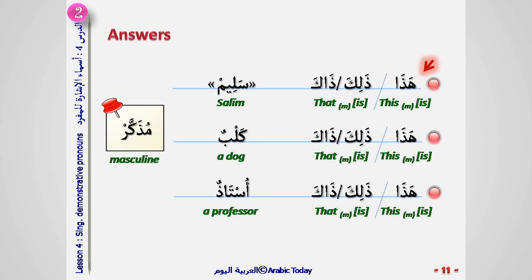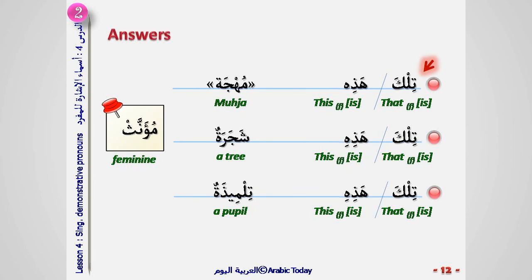هذا or ذلك or ذاك سليم. هذا ذلك ذاك كلب. هذا ذلك ذاك أستاذ. تلك or هذه مهجة. تلك هذه شجرة. تلك هذه تلميذة.